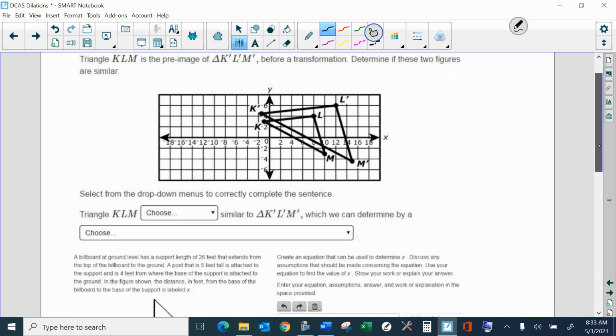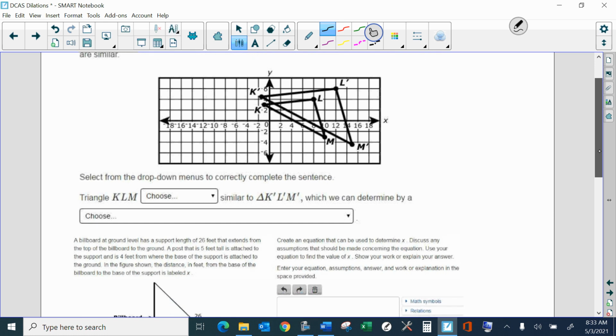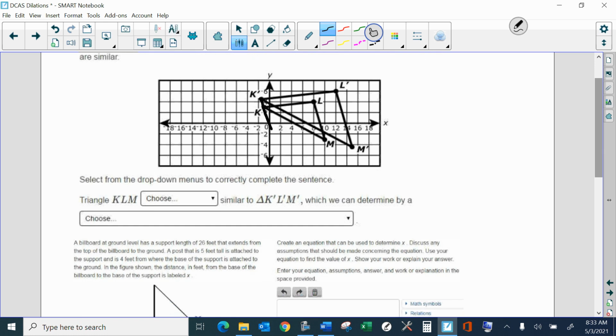4. Okay. Determine if these 2 figures are similar. They're similar, they're going to come through the same point. Looks like the origin is the center of dilation right there.